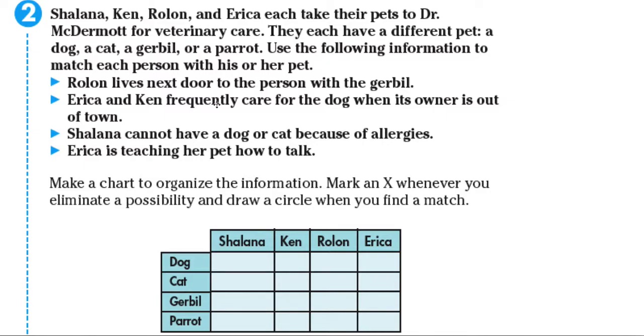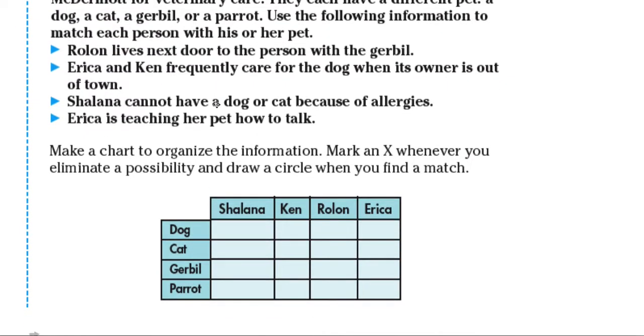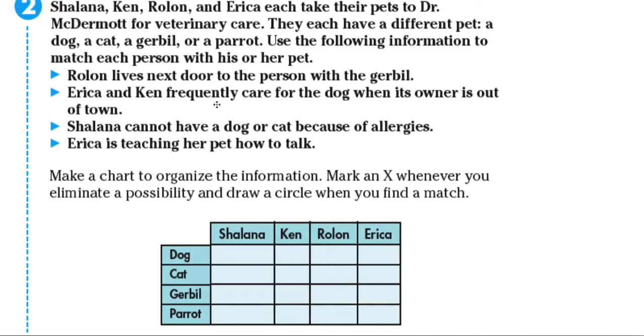Use the following information to match each person with his or her pet. And these are the clues given in this word problem. First clue: Roland lives next door to the person with the gerbil.